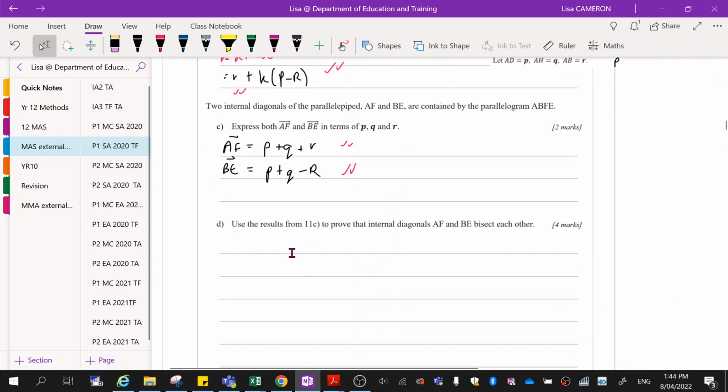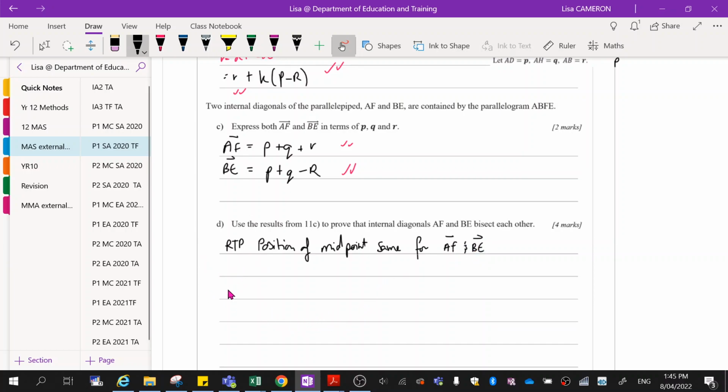Okay, use your results from 11C to prove that the internal diagonals A to F and B to E bisect each other. So for this to be a proof, we need to make an initial statement. So required to prove position of midpoint same for A to F and B to E, something like that. Just tell us what you're going to do before you do it.